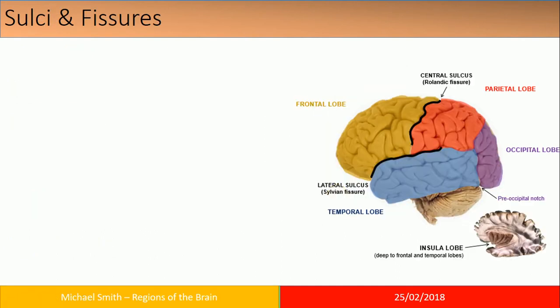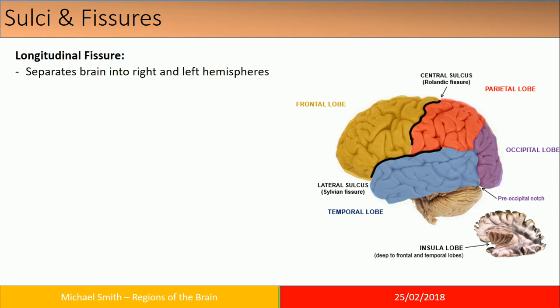So there are a few sulci and fissures that it's important to have an understanding of. So the longitudinal fissure runs directly from the middle at the front all the way to the back, and this separates the brain into its right and left parts.